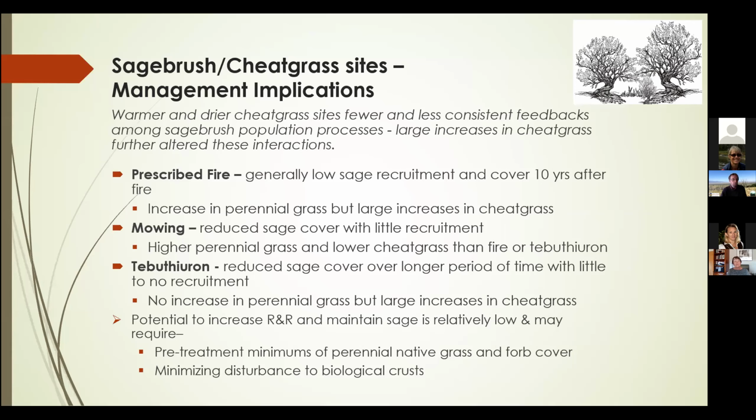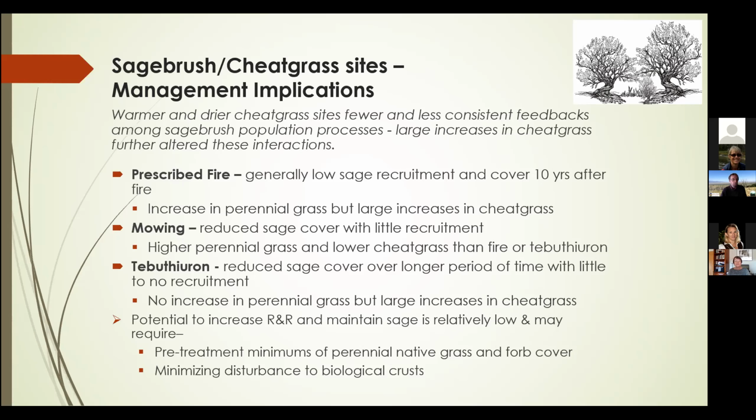There was higher perennial grass, at least in our analyses, and then lower cheatgrass than we saw in either the fire or tebuthiuron treatments. Tebuthiuron, again, reduced sagebrush cover over longer periods of time, but there was little to no sagebrush recruitment. In this particular treatment, there was no increase in perennial grass, but there were similar increases in cheatgrass to prescribed fire.